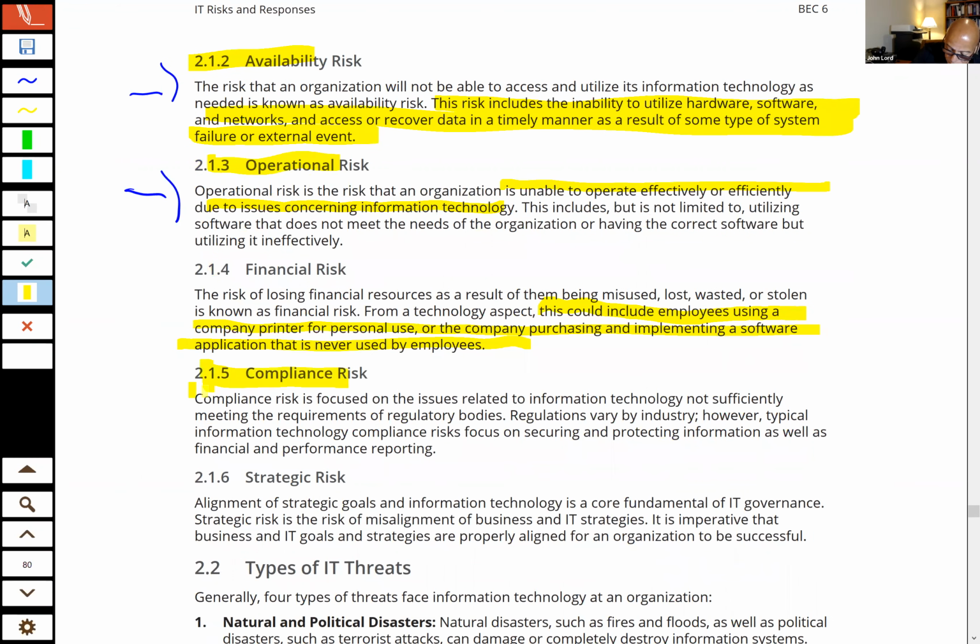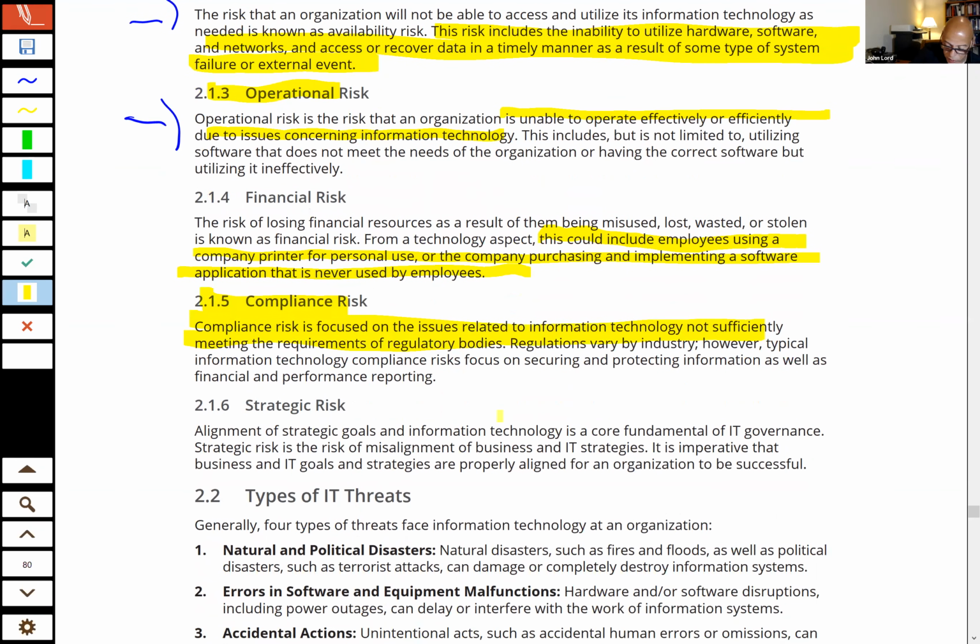Compliance risk is focused on the issue related to information technology not sufficiently meeting requirements of regulatory bodies. And strategic risk is not aligning our IT with our business strategies. Okay, very self-explanatory, the nature of these risks.